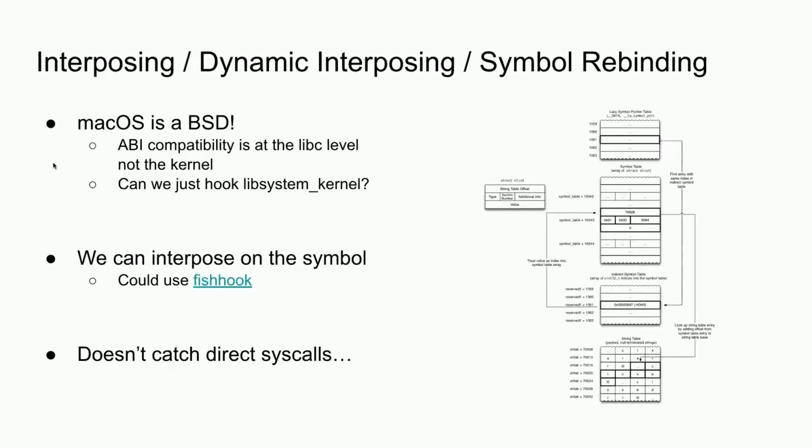Lastly, there's interposing. The key insight here is that macOS is a BSD, and so the ABI is not syscalls like it is on Linux, it's actually libsystem, which is a dynamically linked library which we can interpose on top of. DYLD, the macOS dynamic linker, actually has a very nice interface for doing this, so you can specifically request, say, the read call in libsystem to interpose on. There are libraries to do this, like fishhook from Facebook, I believe. So there are pre-made ways to do this, but we then also don't catch direct syscalls. It's not that you can't do that, it's just that that's not really the ABI.